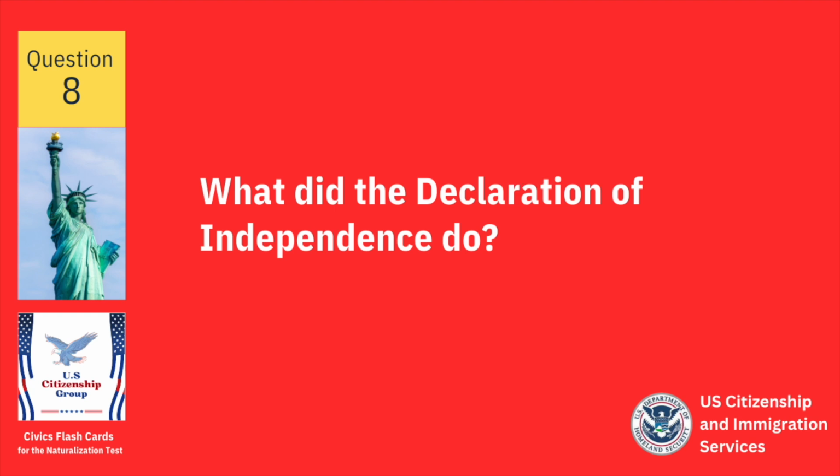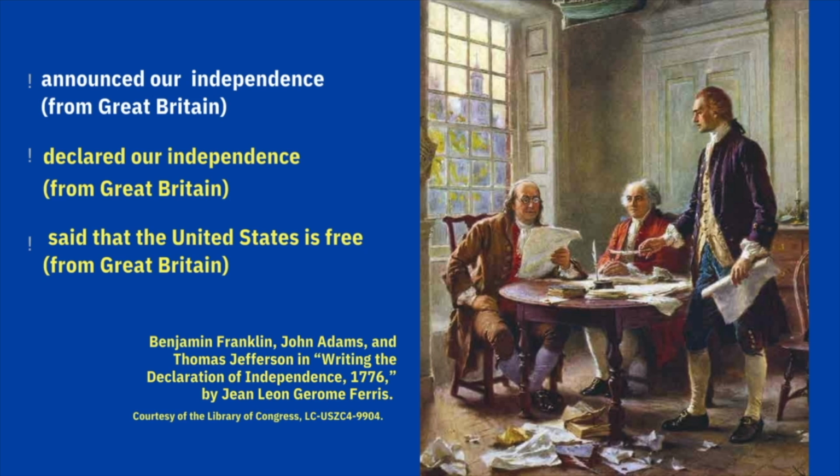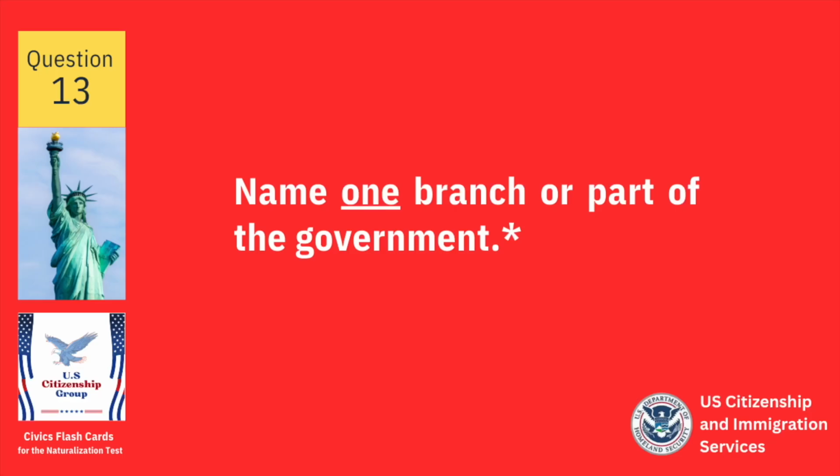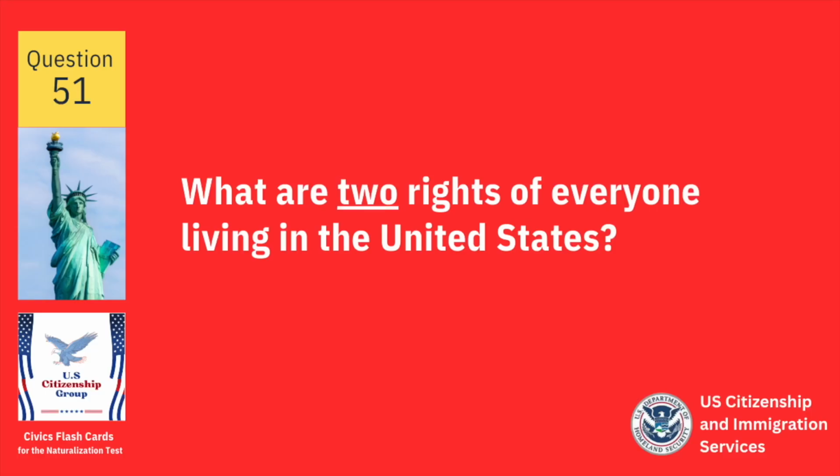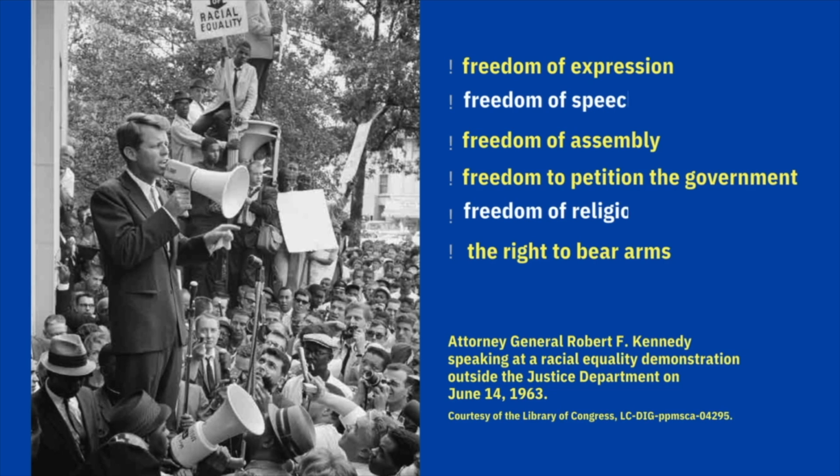What did the Declaration of Independence do? Announced our independence. Name one branch or part of the government. Congress. What are two rights of everyone living in the United States? Freedom of speech. Freedom of religion.